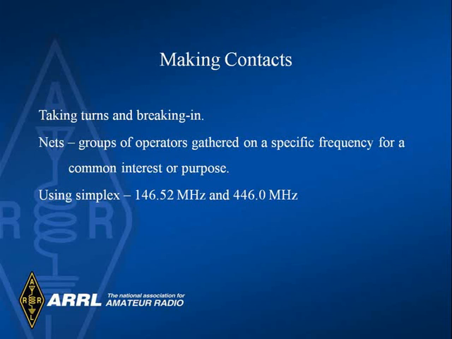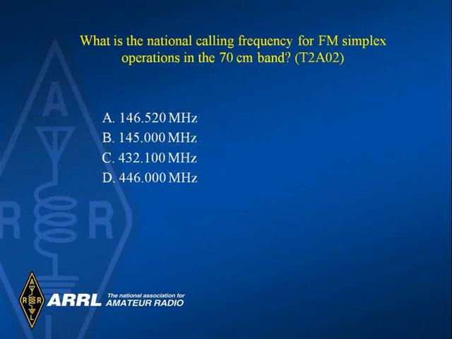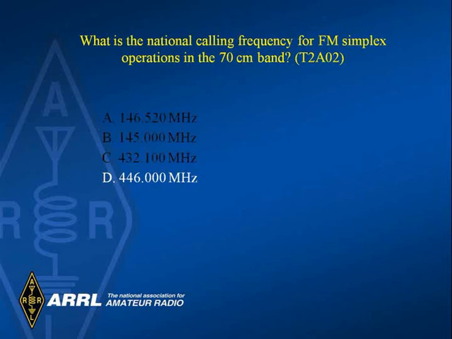If you are not using a repeater on 2 meters or 440 megahertz, good frequencies to use for simplex are 146.52 and 446.00 megahertz. What is the national calling frequency for FM simplex operations in the 70 centimeter band? The answer is D, 446 megahertz.